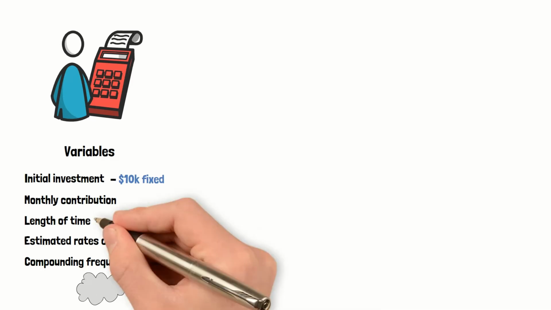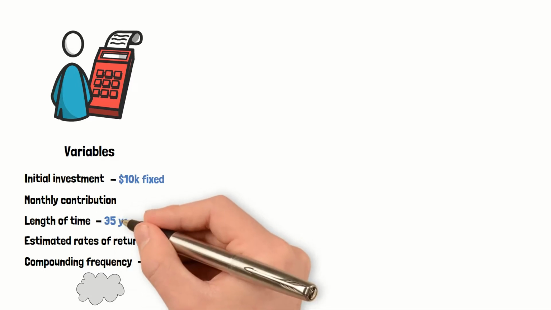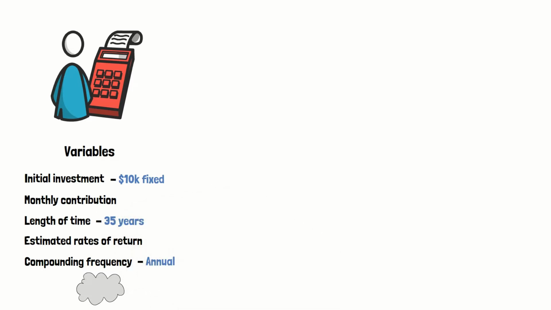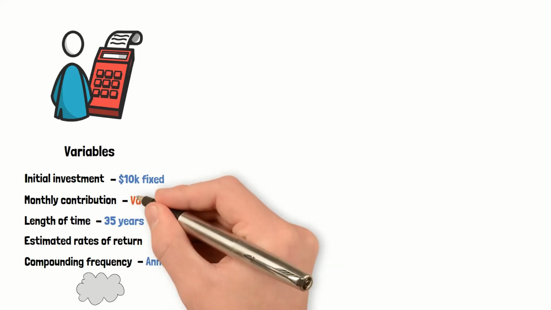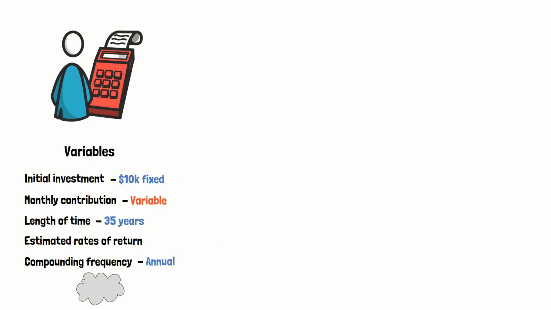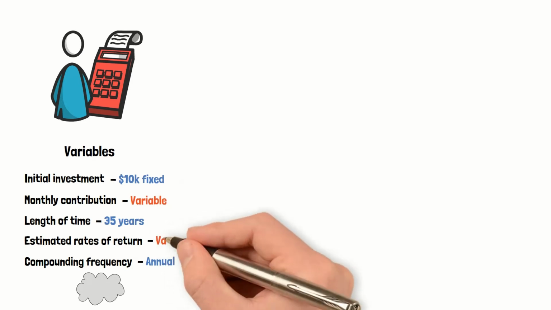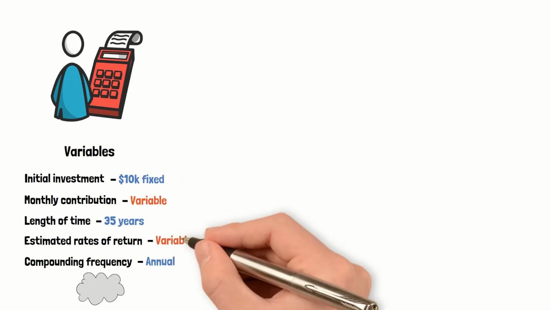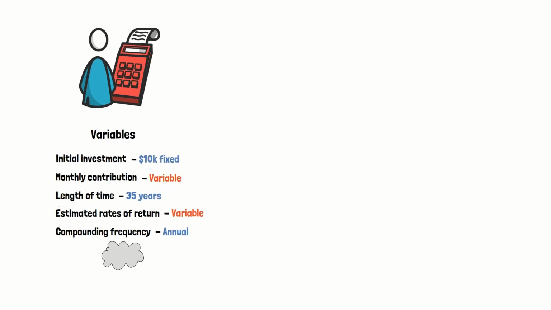The length of time will depend on your age. So let's say we're 30 now and want to retire at 65, so 35 years. This is one that you can flex up or down if, say, you wanted to retire earlier or felt the need to keep working. But for this example, we really want to focus in on evaluating the sensitivity of the interest rate and monthly contribution assumptions.